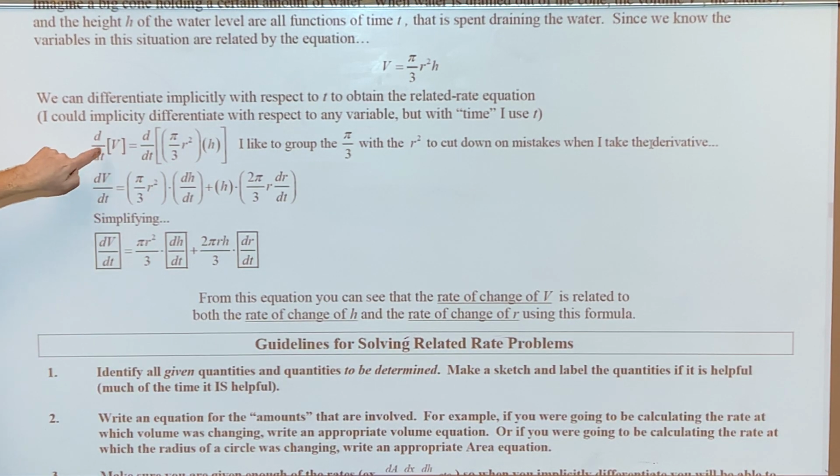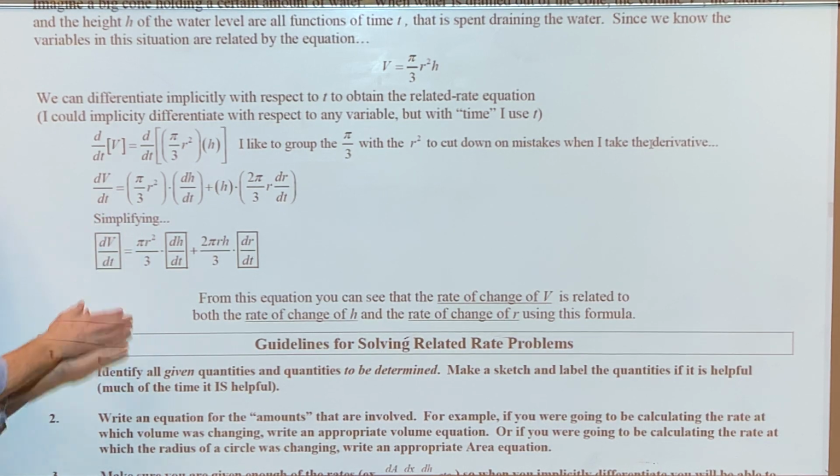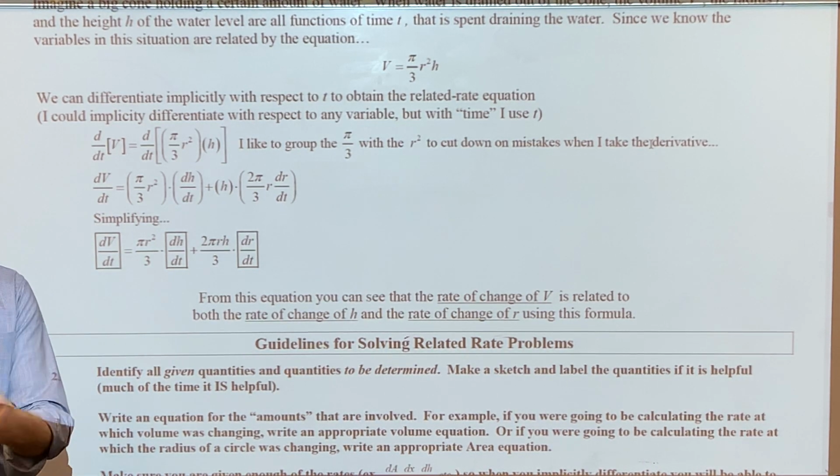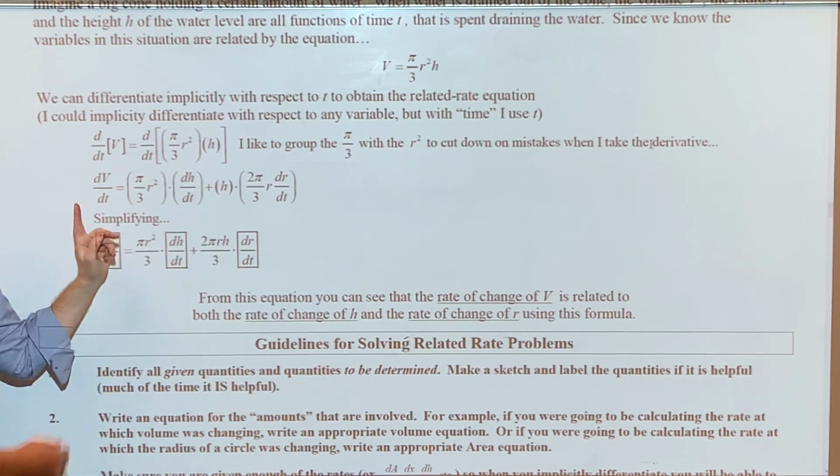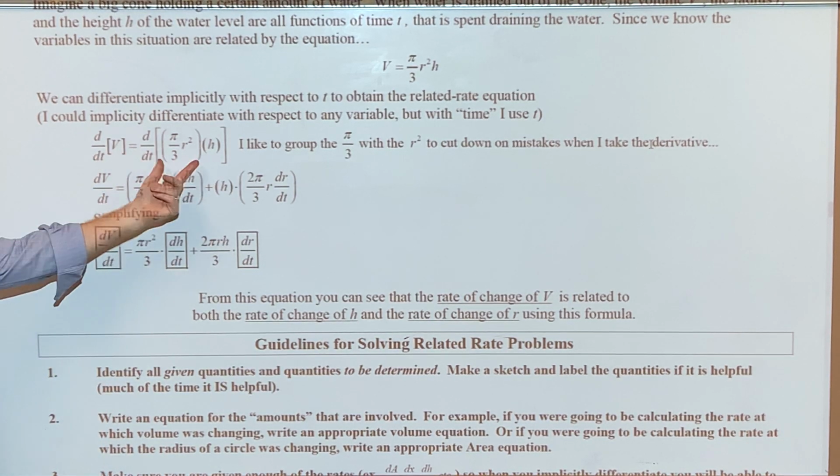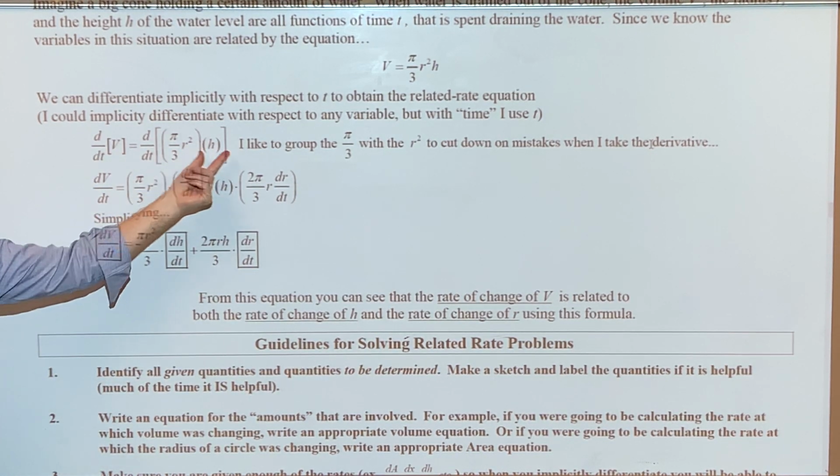Now when I d/dt V, I get 1 dV/dt. Kind of like when I d/dx y, I got 1 dy/dx. Are y'all with me on that? But when I go to the other side of the equation, there are 2 variables.